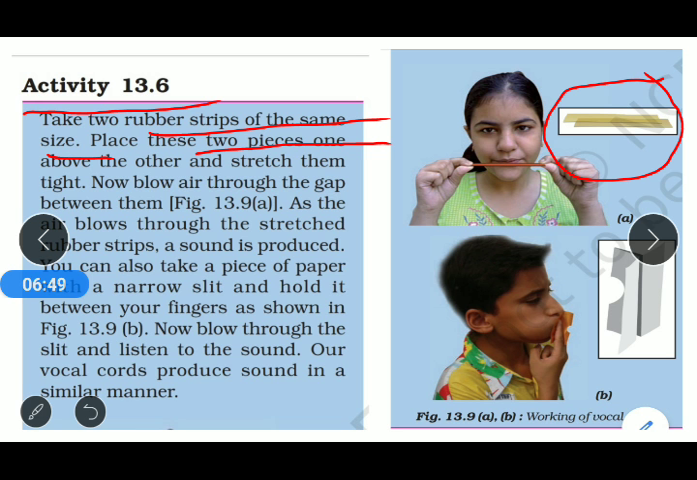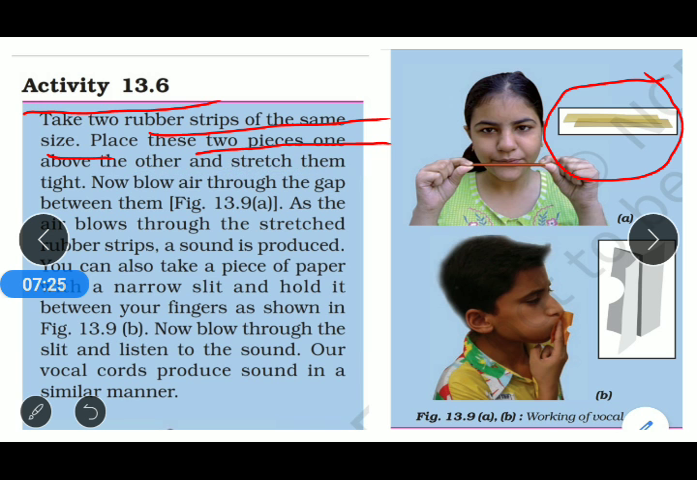Place these two pieces one above the other and stretch them tightly. We take the two rubber strips and stretch both of them on each other, according to the figure, and try to stretch them tightly according to the picture shown to us. Like that girl is holding these two stretched rubber strips, and she holds them very tightly.